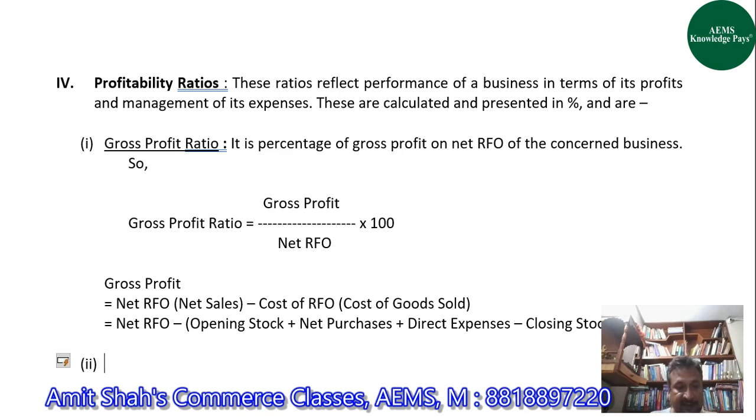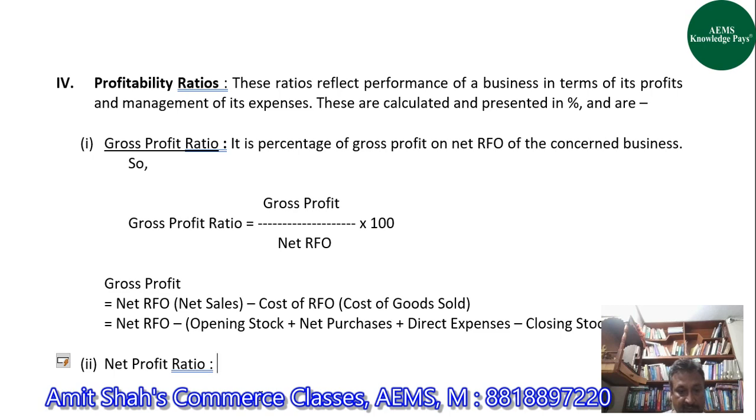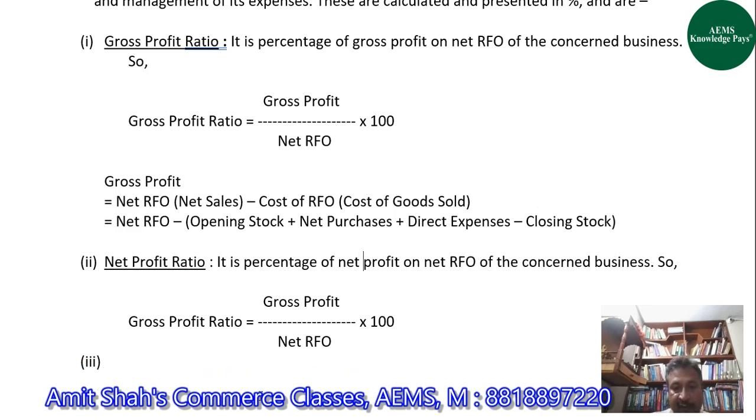The second one, guys, is net profit ratio. So it is also like the one that we saw here about gross profit. So it is percentage of net profit on net RFO of the concerned business. So net profit ratio is net profit upon net RFO into 100.